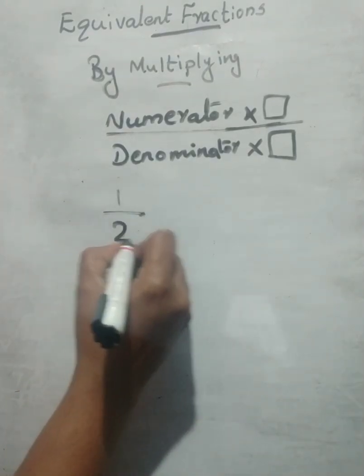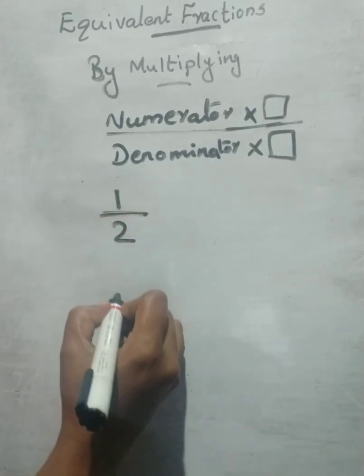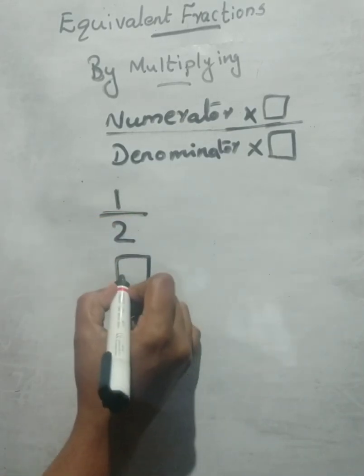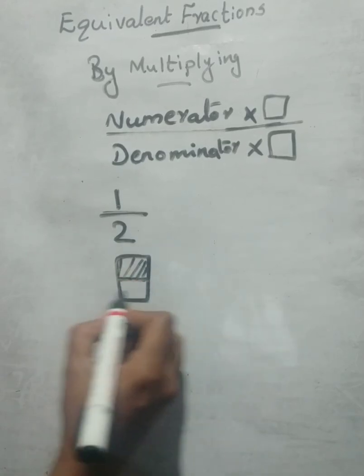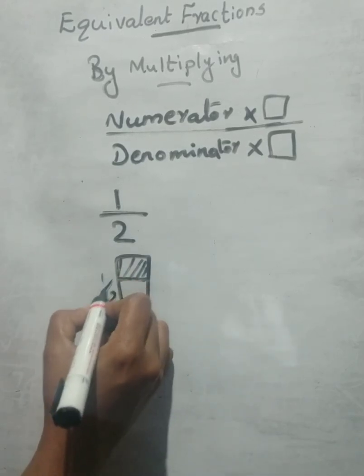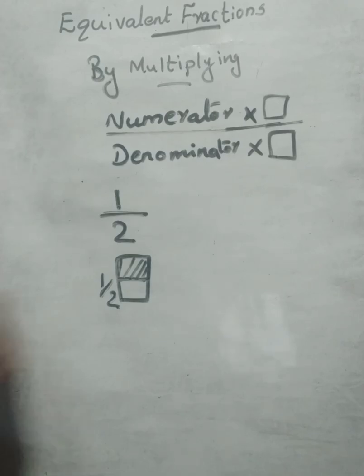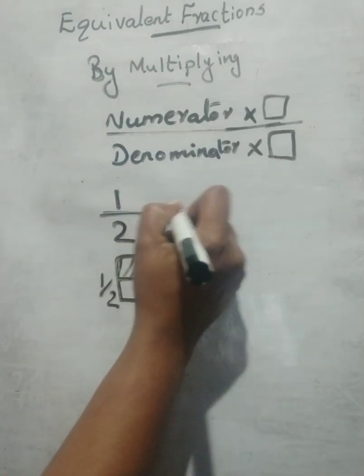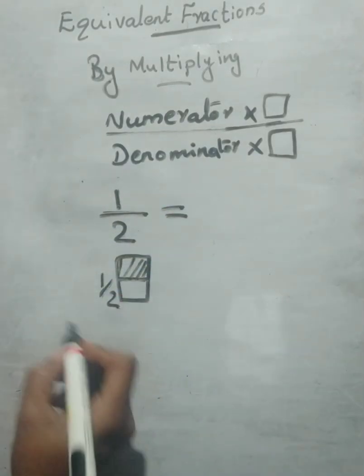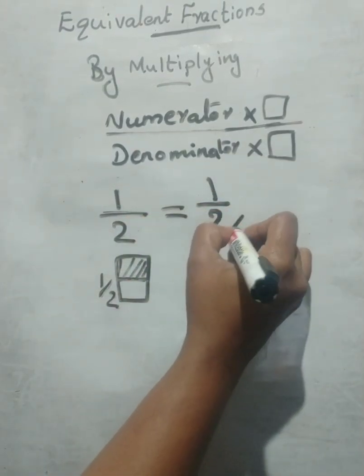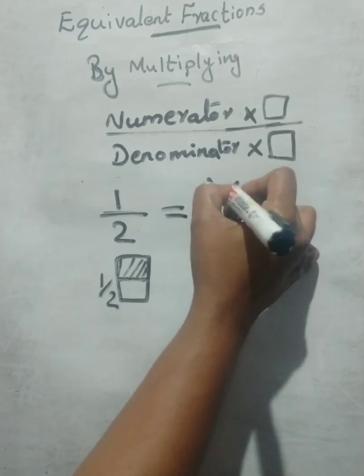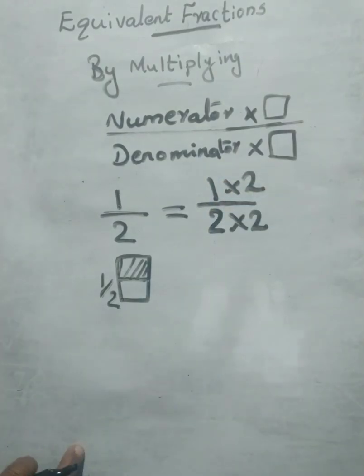1 upon 2. We know that this fraction is 1 upon 2. Then we have to find an equivalent of 1 upon 2. First, I would like to multiply this 1 upon 2 with 2.